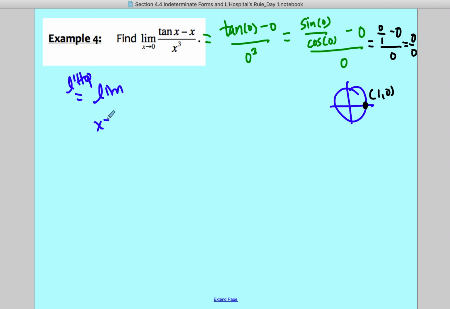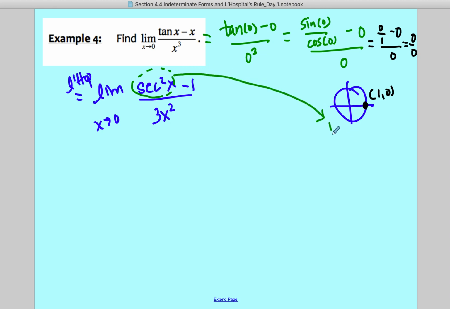Limit as x approaches 0. Derivative of tangent: secant squared of x, that's on your solo yellow sheet, minus 1 all over 3x squared. Now what I would do is I would go ahead and plug in 0. I've got to find secant of 0. Okay, so I'm going to make a little note. How do we find secant of 0? It's really 1 over, secant is 1 over cosine of 0, squared.